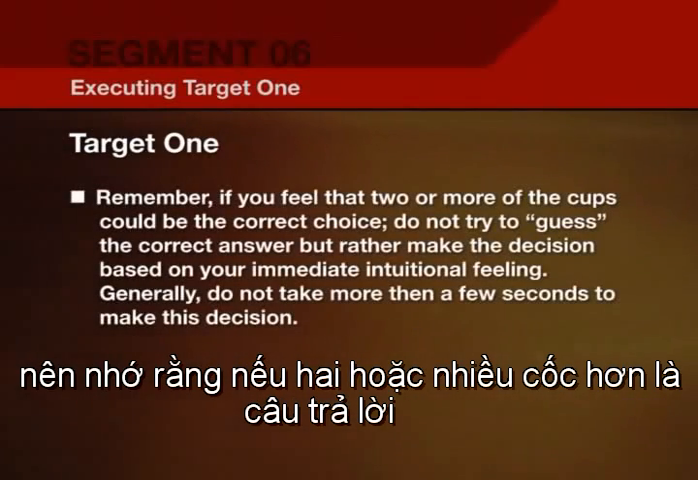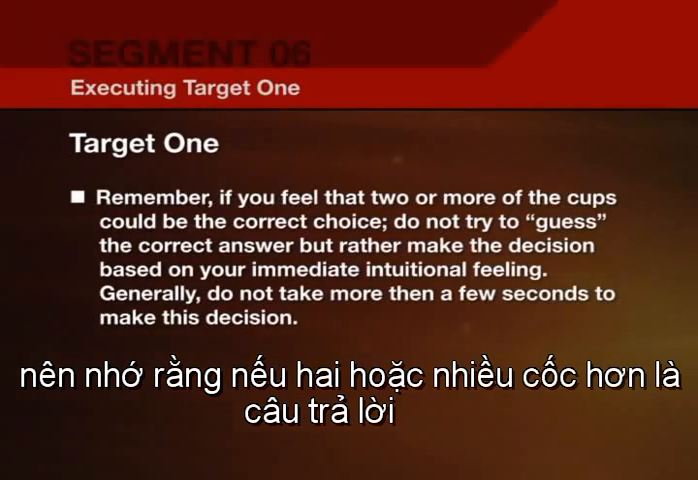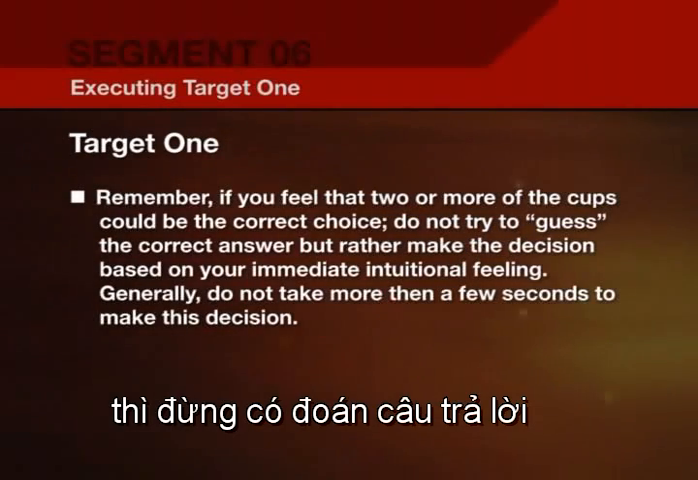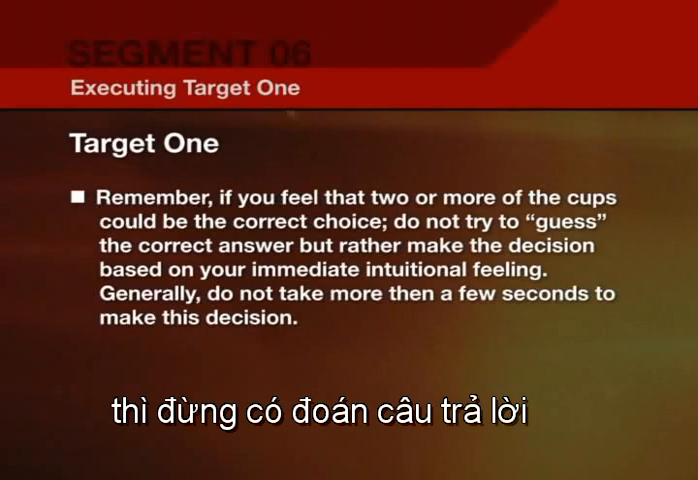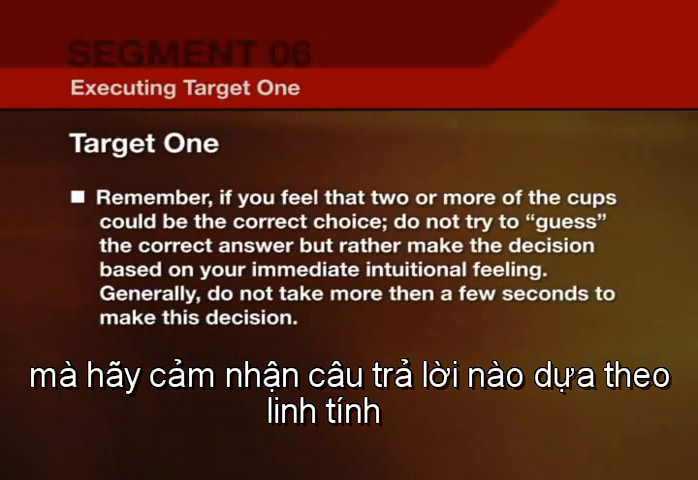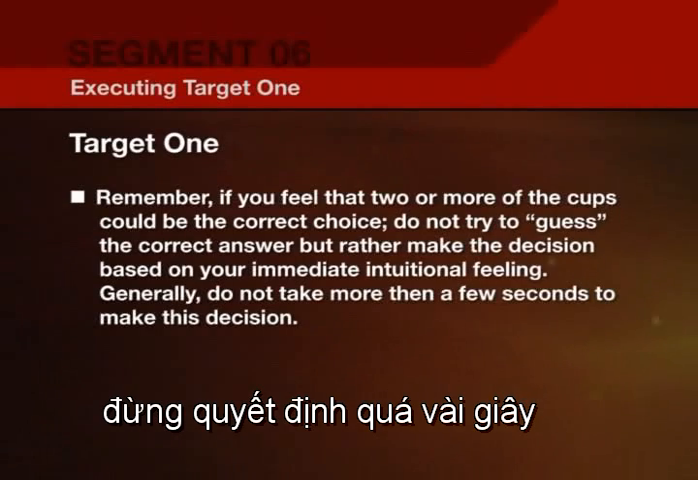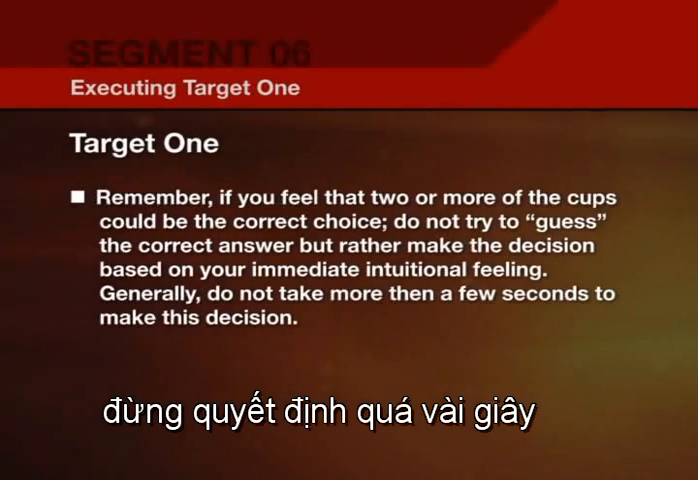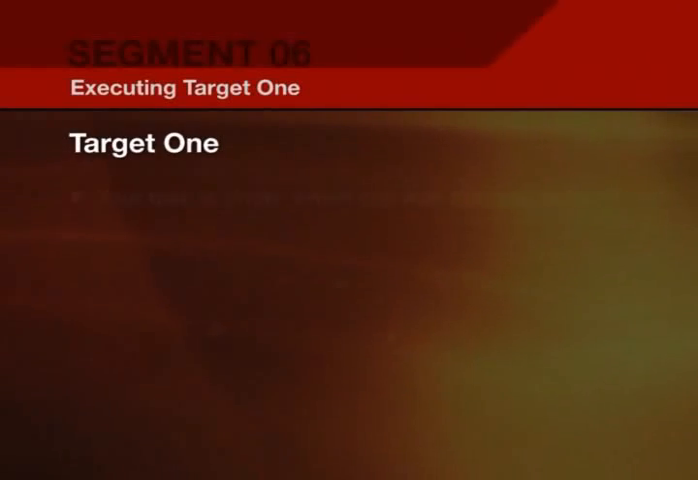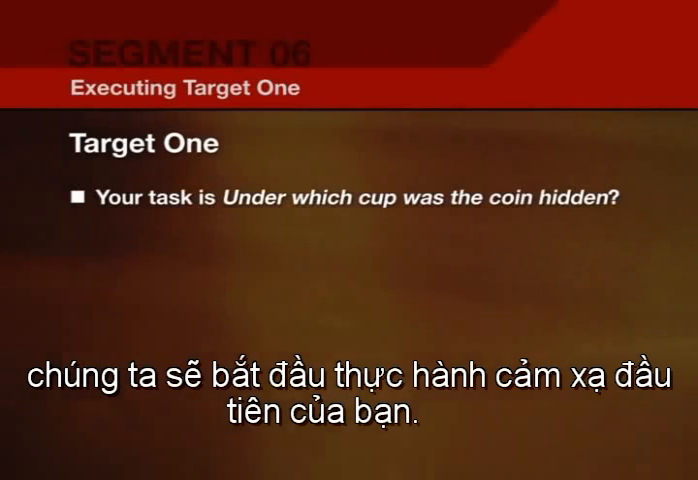Remember, if you feel that 2 or more of the cups could be the correct choice, do not try to guess the correct answer, but rather make the decision based on your immediate intuitional feeling. Generally, do not take more than a few seconds to make this decision. Okay, now we're ready to execute your very first dowsing target.